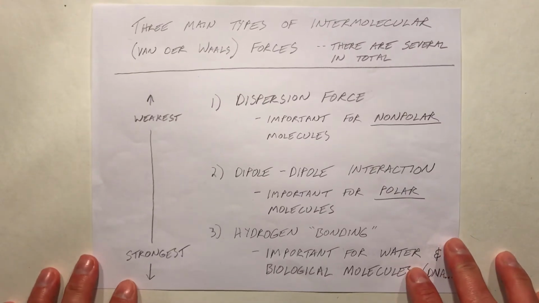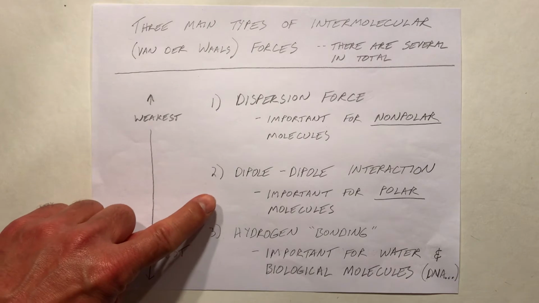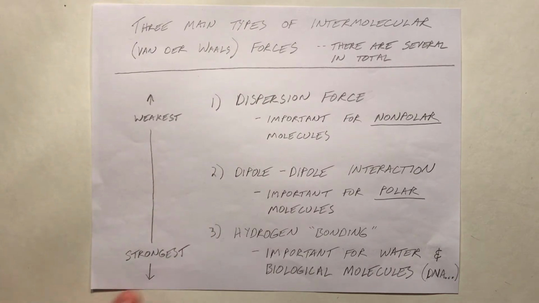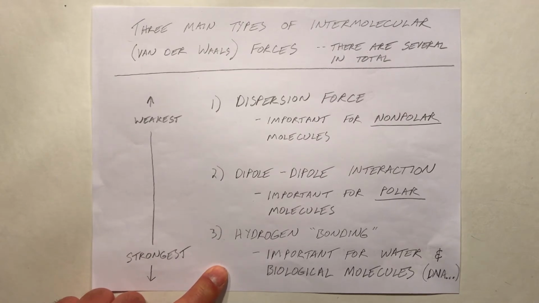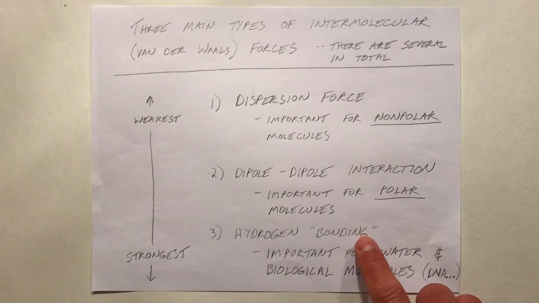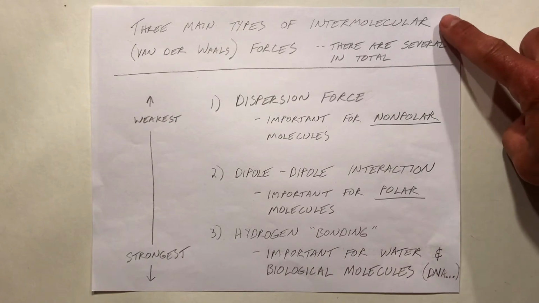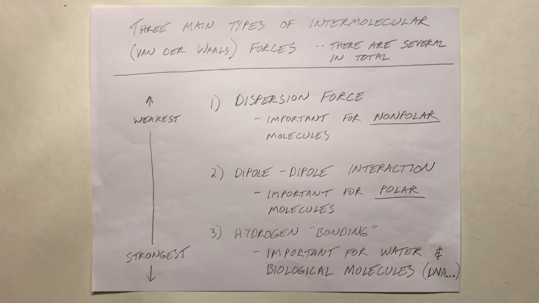While there are several types of intermolecular force, we're going to consider the three main types here. Dispersion force is important for nonpolar molecules. Dipole-dipole interaction is important for polar molecules. And hydrogen bonding is important for water and biological molecules, molecules like proteins or DNA. I put bonding in quotation marks here to emphasize the fact that this is not really a chemical bond. It's kind of an unfortunate name that we have here. It really is an intermolecular force. Now, the weakest of these is dispersion force, and the strongest is hydrogen bonding.